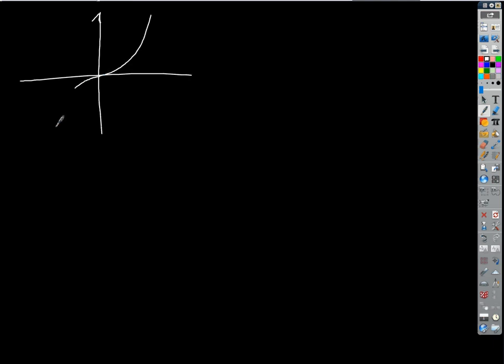It's got odd symmetry. Looks like that, right? That's f of x equals x cubed. So let's add up the area, how about under x cubed from 0 to 2. Okay, what's that going to equal?